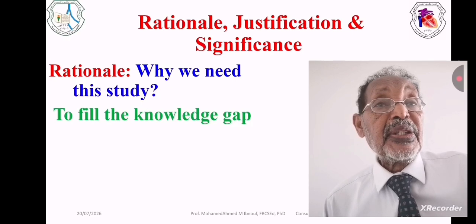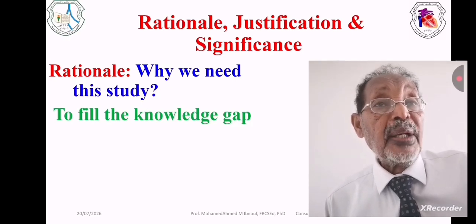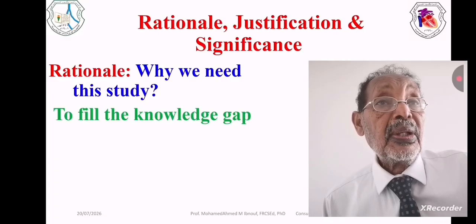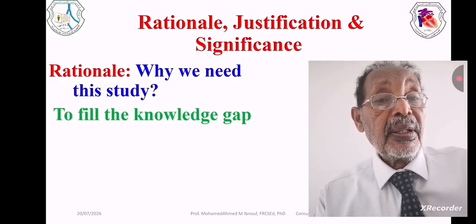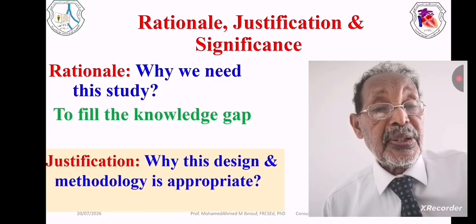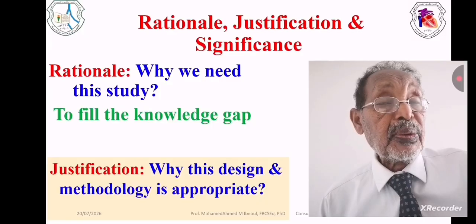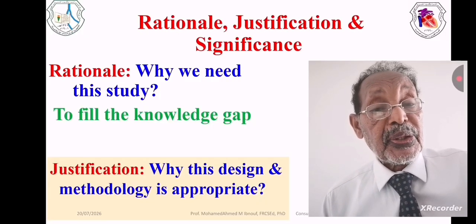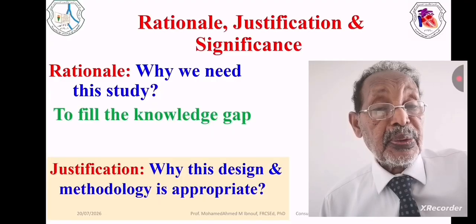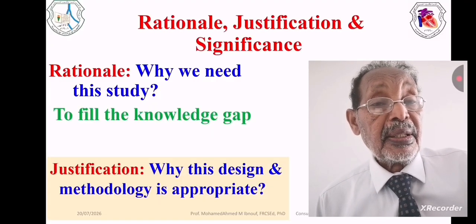Now the justification is about the method. Why we are using this method? To give us the appropriate answer. This is a justification. Why this design of the study? Why prospective? Why retrospective? Why cross-sectional? Why cohort? Why randomized controlled study? Why this methodology? To give us an appropriate answer.